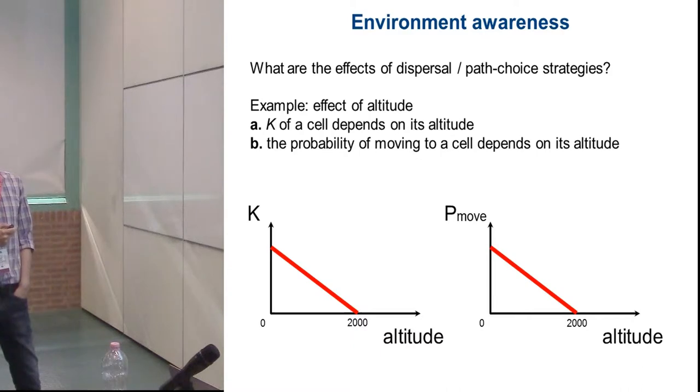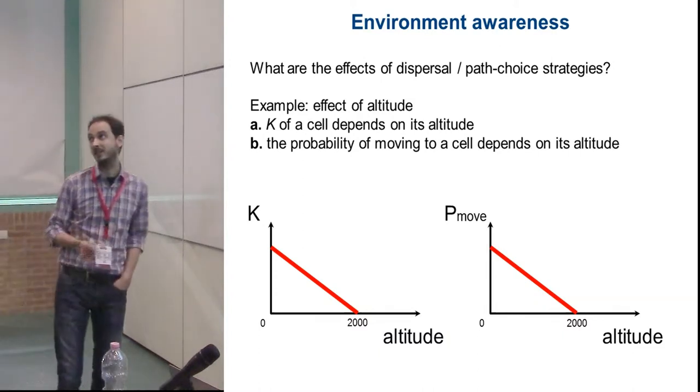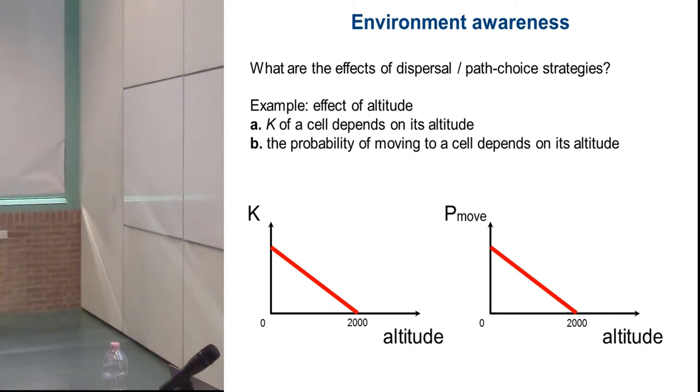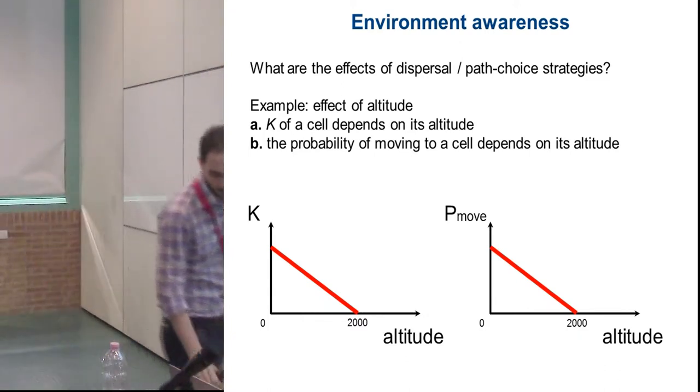You can say the carrying capacity of a cell is a linearly decreasing function of its altitude. Or you can say, for example, that the probability of moving to a cell is a linearly decreasing function of its altitude. These are two different scenarios that try to model similar things. One I'll call the capacity model, and one I'll call the move model.